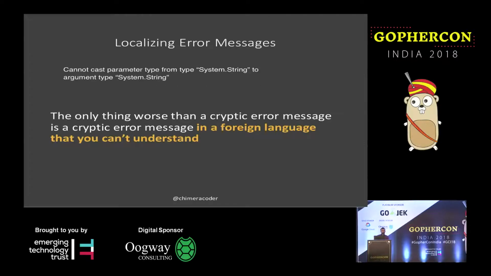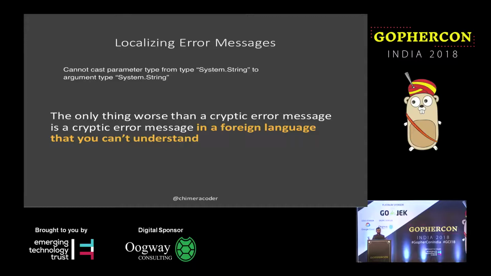Because remember, as developers, we've all struggled with cryptic error messages. This one right here is one of my absolute all-time favorites. It's from Java. It's cannot cast parameter type from type system.string to argument type system.string. Does anyone have any idea what this means, what the error is? This is not a rhetorical question. I actually have no idea. I encountered this a while ago, and I don't write Java anymore, so I've completely forgotten. This is a real error message, though. You can encounter this in Java, and I have no idea what you would do to fix it.